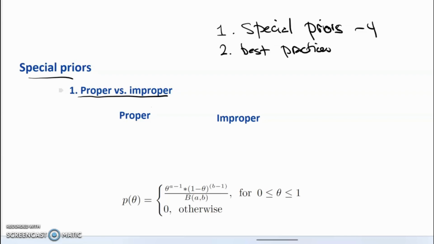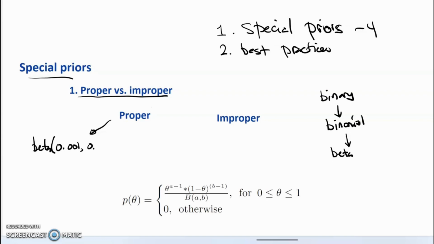And to think about that, just think that in the first 6 weeks of this seminar, we're largely dealing with binary dependent variables that will have a binomial likelihood function, and as a consequence, their conjugate pairing is going to be with a beta prior. So this would be a proper beta prior. An example would be a beta 0.001, 0.001. And this would be an example of a beta prior that's improper, a 0, 0. What's the distinction between the two?